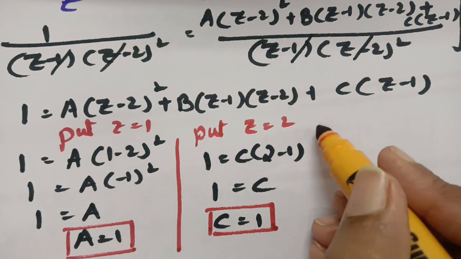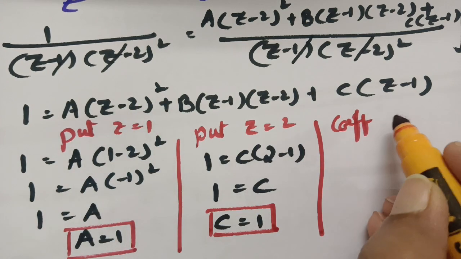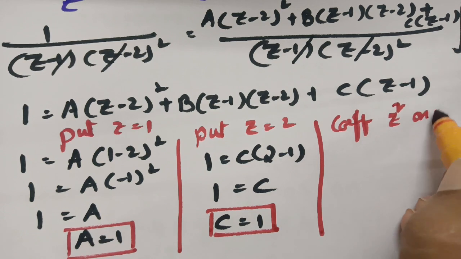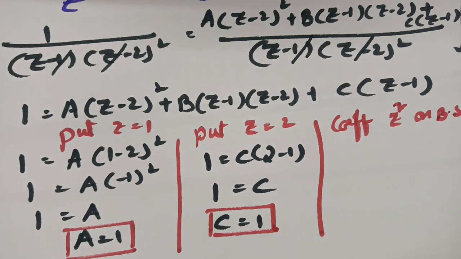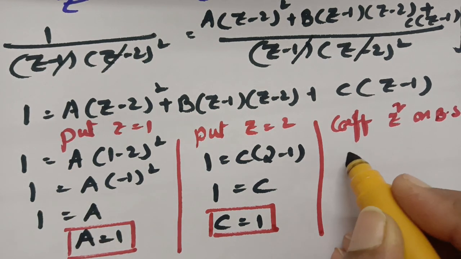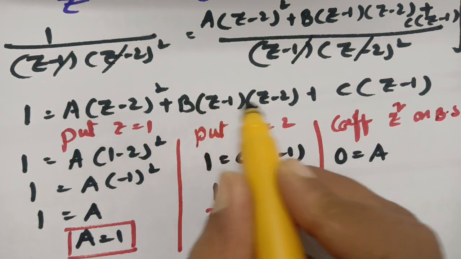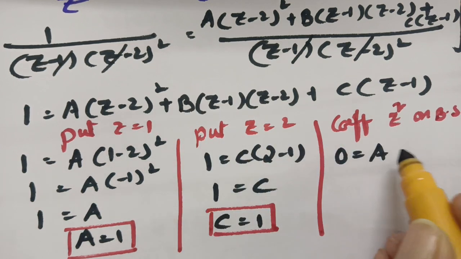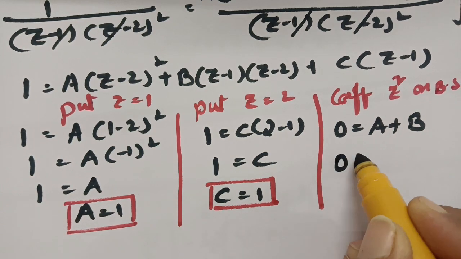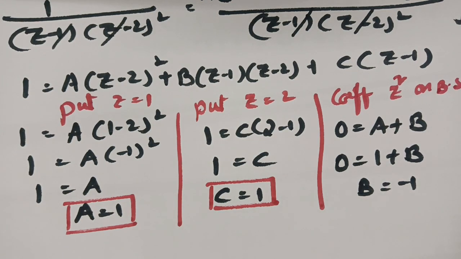Therefore, what I am going to do is compare the coefficients of the highest degree term. The highest degree term is z². So I have to compare coefficients of z² on both sides. Here there are no z² terms on the LHS, therefore this is 0. On the right side, the coefficient is a from the first term and b from the second. So 0 = a + b. Here the value of a is 1, therefore 0 = 1 + b, and we got the value of b as -1.